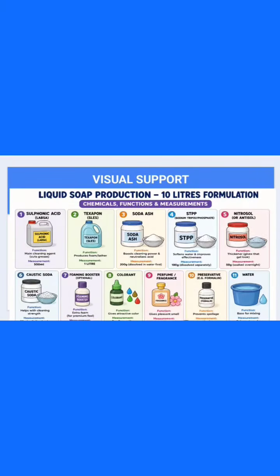Then we are on our visual support. This visual support is actually for us to understand the individual recipes, their descriptions, and what they are used for. Then there is a calibration also for it. We have a measurement for each of them. Remember we said that we are doing liquid production for a 10 liters formulation. So we are going to look at the chemicals, their functions, and their measurements.